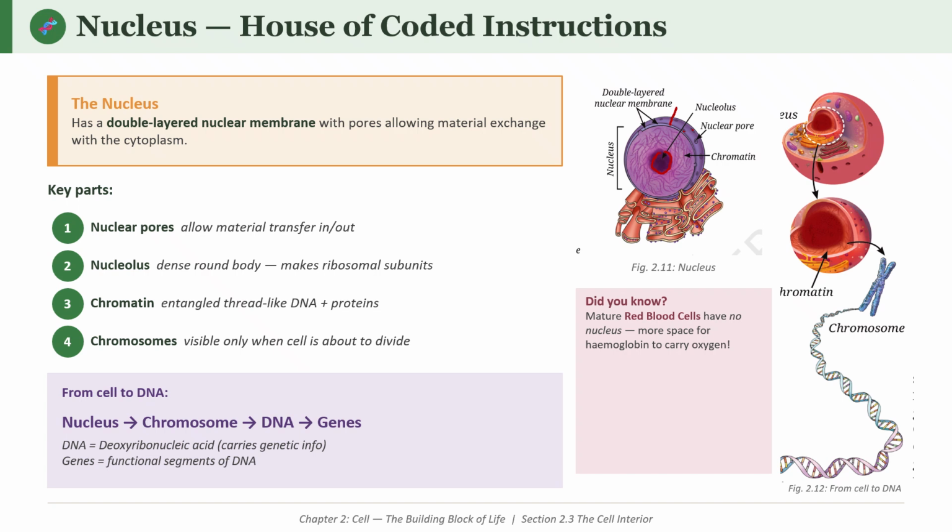And then next comes the chromosomes. Chromosomes are rod-shaped structures visible during cell division, as I told you. What they do, children, is carry the hereditary information. Next is the DNA and genes. DNA stands for deoxyribonucleic acid. It contains the genetic instructions. Functional segments of DNA we call a gene.